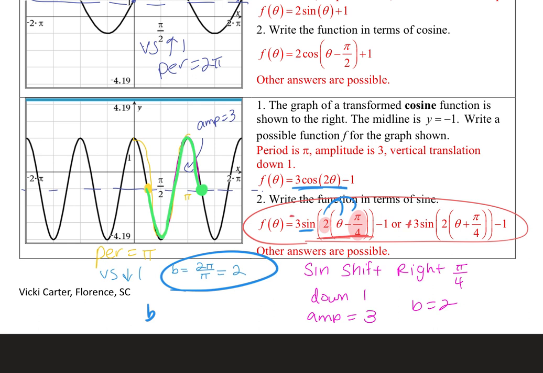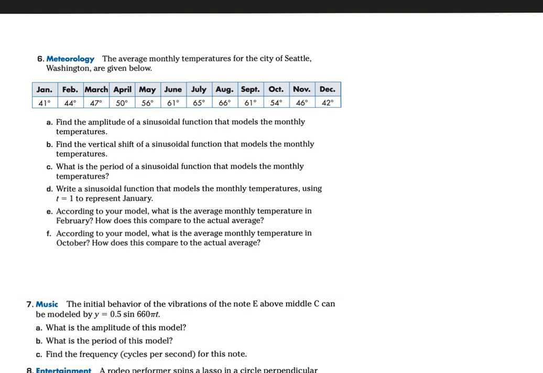Vicky Carter. Yeah. All right, I'm going to type the data in. You should be doing the same. 41, 44, 47, 50, 56, 61, 65, 66, 61.